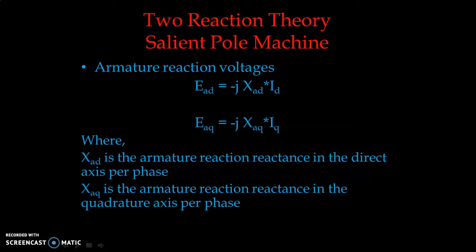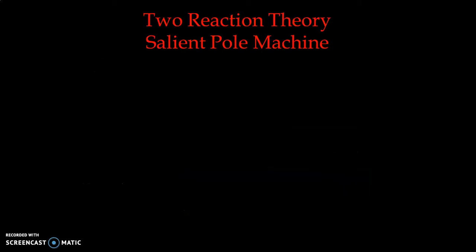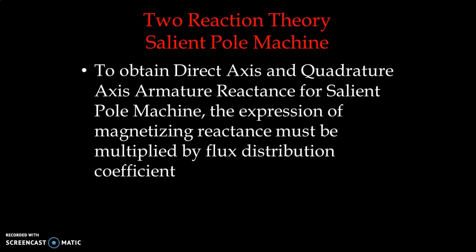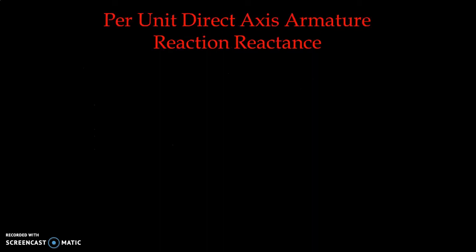So in this video lecture, we are interested in the determination of direct as well as quadrature axis reactance for the salient type of rotor machine. To obtain the direct axis and quadrature axis armature reactance for a salient pole machine, the expression of magnetizing reactance must be multiplied by the flux distribution coefficient.